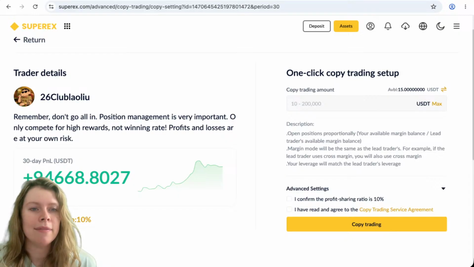Okay, so let's have a look at the second part. Read this description really carefully. So the first one, it says, open positions proportionally: your available margin balance divided by the lead trader's available margin balance.